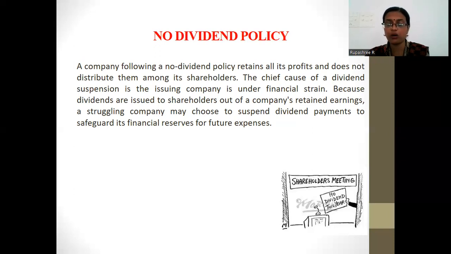So by this we have covered what is dividend policy and the types of dividend policy. Just to have a quick recap, we have seen 4 types of dividend policies, namely regular dividend policy, stable dividend policy, irregular dividend policy, and no dividend policy.